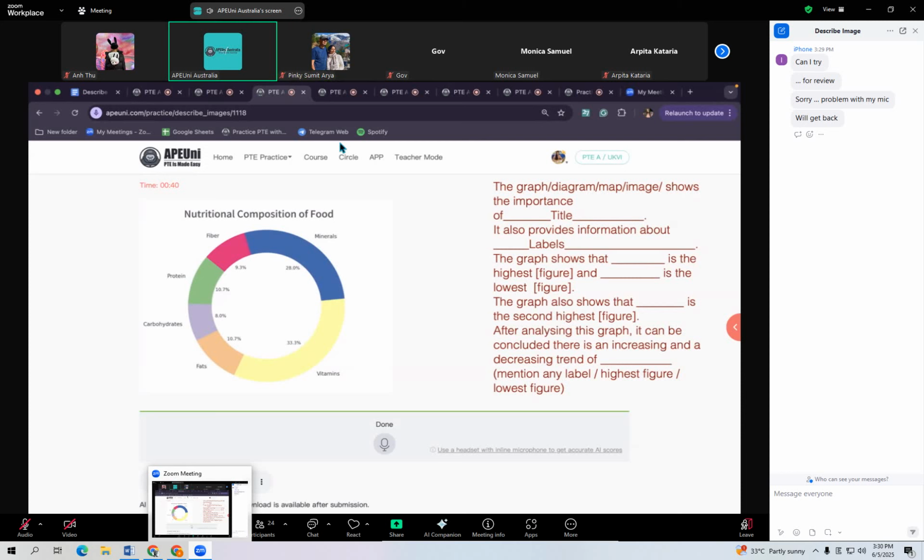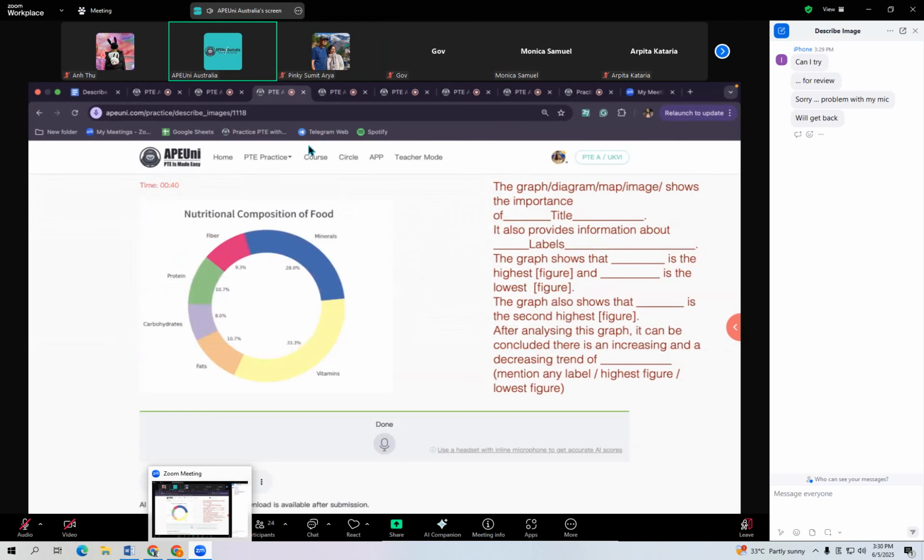Yes, everything is 100% amazing. The only thing you have missed is in our third sentence, when you mentioned highest is vitamins, lowest is carbohydrates, you didn't mention the figure, the amount, the value, right? So just like you added for minerals 28% in the fourth line, you should also add the highest value and the lowest value in the third line too, right? Other than that, everything was perfect. Very good. Okay, thank you.